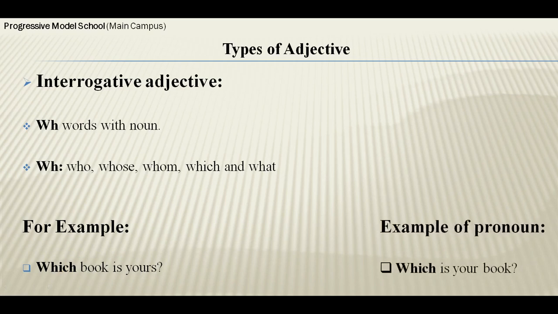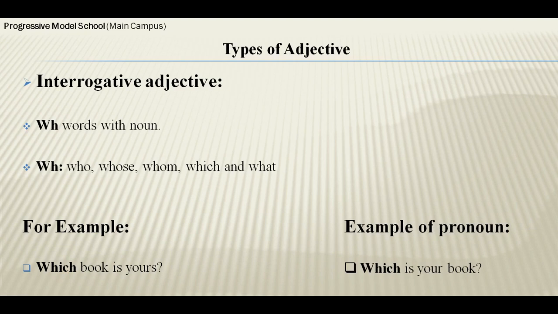Now we will discuss interrogative pronoun, and it sounds similar to this adjective, but there is a difference. Let it be clear by this example. So this is an example of interrogative pronoun. Here the word which is used before the word is, that is a verb, so it is an interrogative pronoun. But in this sentence, the word which is used before the book, that is a noun, so it is describing the noun. So this word, which, is describing the noun, so it is an interrogative adjective.